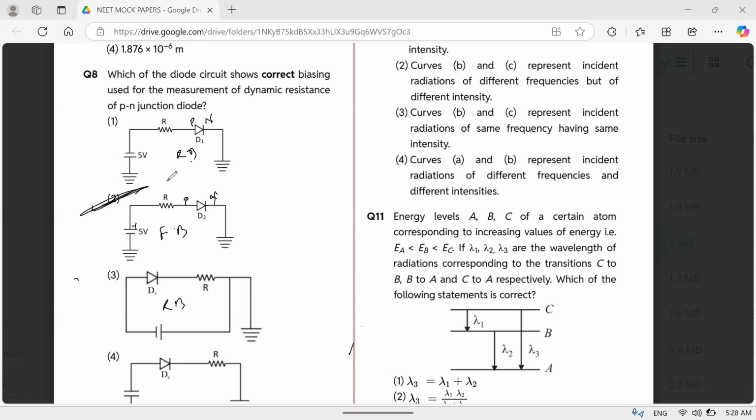What is it? Sir, how is the first one reverse bias? Why is the first one reverse? Reverse bias. No, but P is connected to the negative terminal. In the negative terminal, the current will not conduct. Dynamic resistance means it should be conducting current, na? Isn't it?